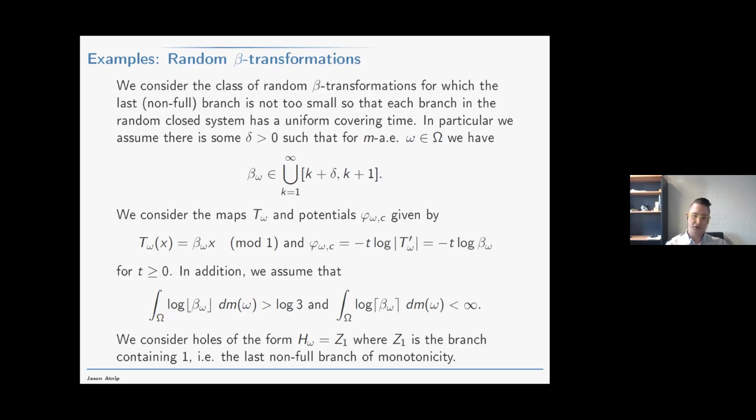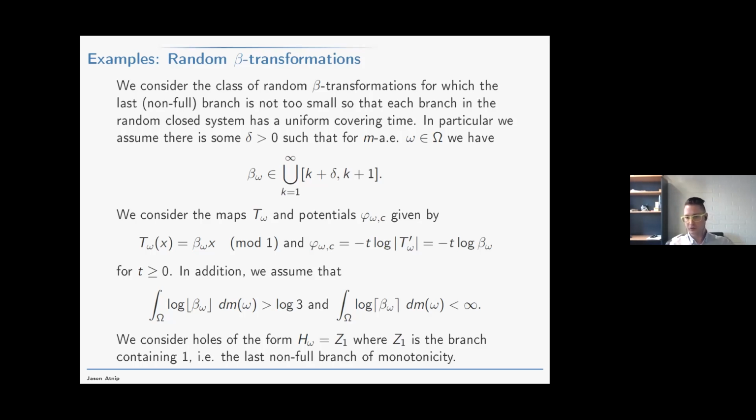Okay, so in addition, all we're going to assume is that our beta omegas are strictly bigger than 3 on average, and that the ceiling of our beta omegas is log integrable. Okay. So that is enough on the closed system to get the existence of our closed conformal measure, like we were assuming.